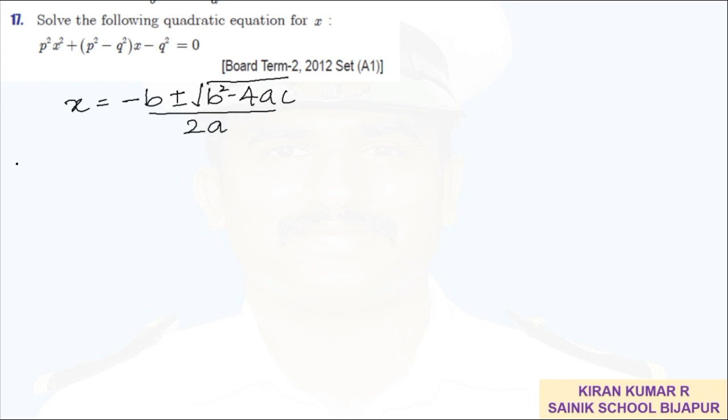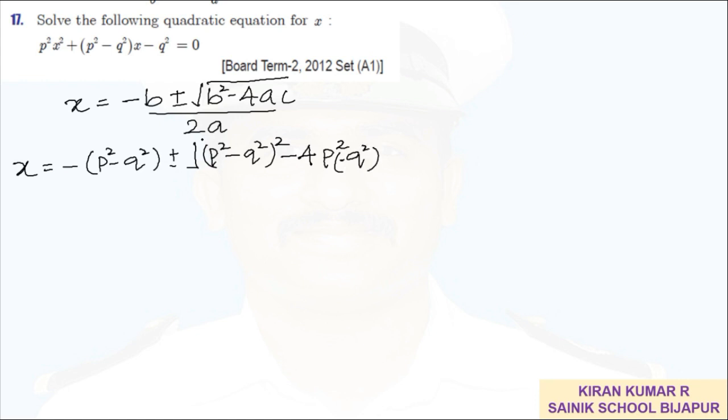Substitute in this, we get x as minus b, the term is p square minus q square, plus or minus root of, I will neglect this minus here because when you square a negative number it becomes positive, so I will just write p square minus q square whole square minus 4 times p square into negative q square, minus q square, divided by 2a, which is 2 times p square.